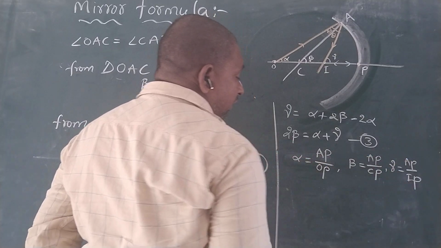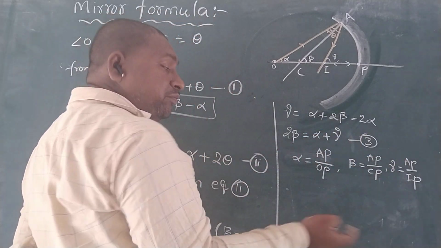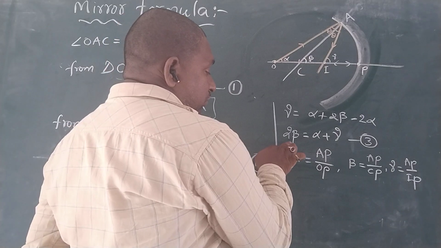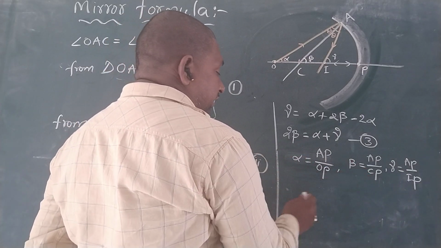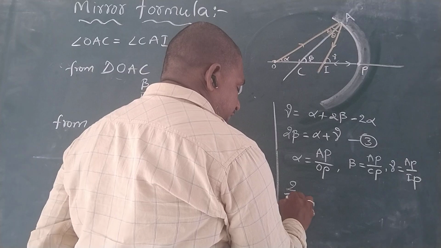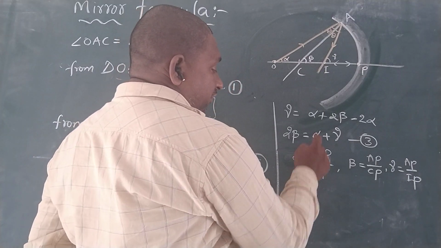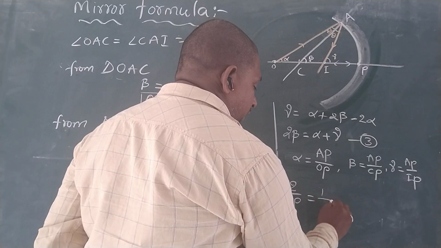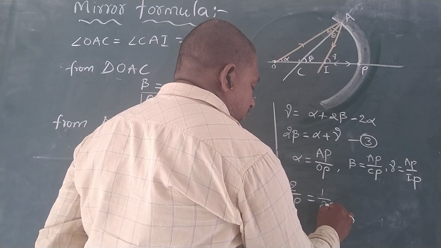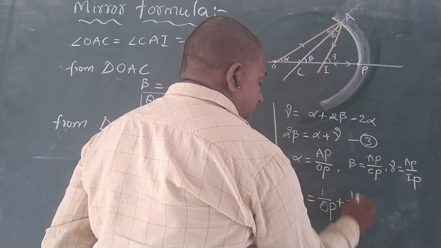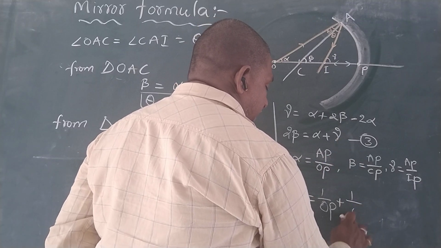AP is common in all terms. You can cancel it before substitution only for simplification. So it is easy to substitute. Instead of beta we can write 2 by CP is equal to, instead of alpha, 1 by OP plus 1 by, instead of gamma, IP.